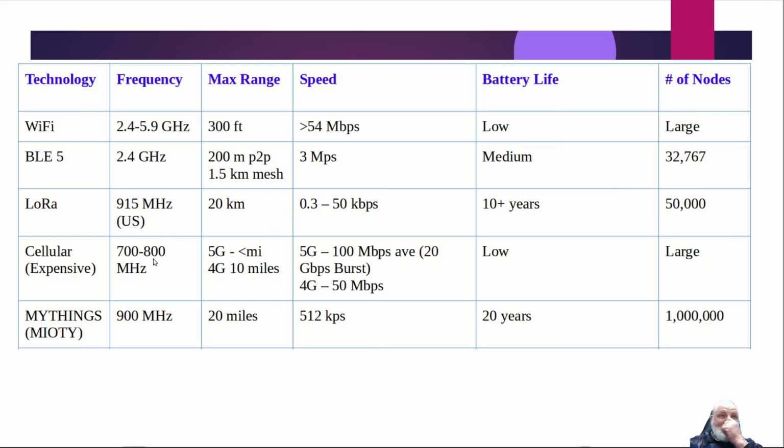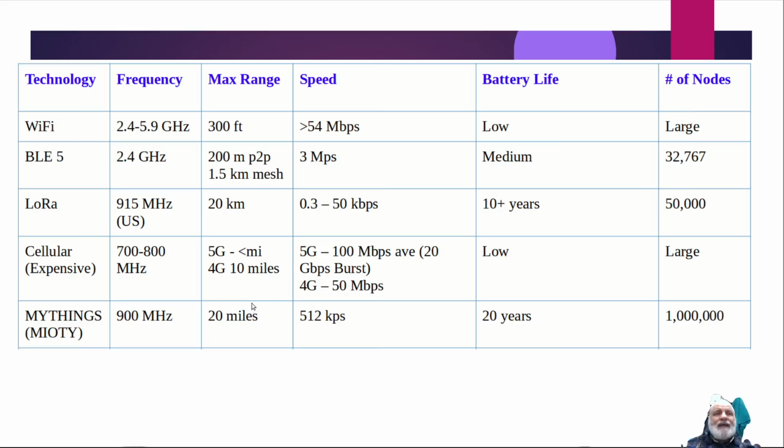And then, of course, there's cellular. Now, cellular uses licensed frequencies, and so you have to pay for a cellular service. And so it gets kind of expensive. It tends to be pretty hard on batteries, but you can have a large number of devices, and it's good for, say, 10 miles for 4G, maybe a little less than that for 5G.